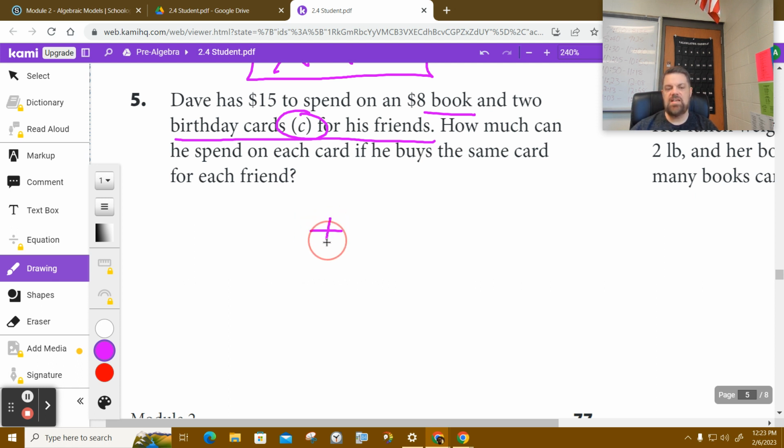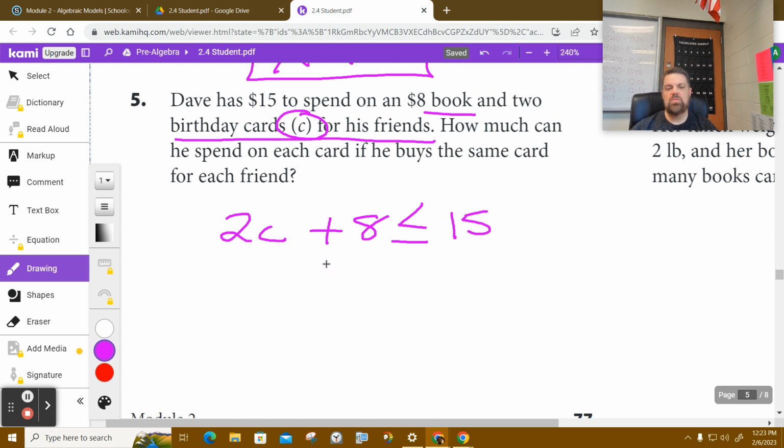Yep, plus 8. He's going to spend $8 on one book, and then what else? 2x. Well, they said C, so we'll just say 2C. But you're right, 2 times C. And he has $15 to spend. Yeah, he can spend the whole 15 or not.